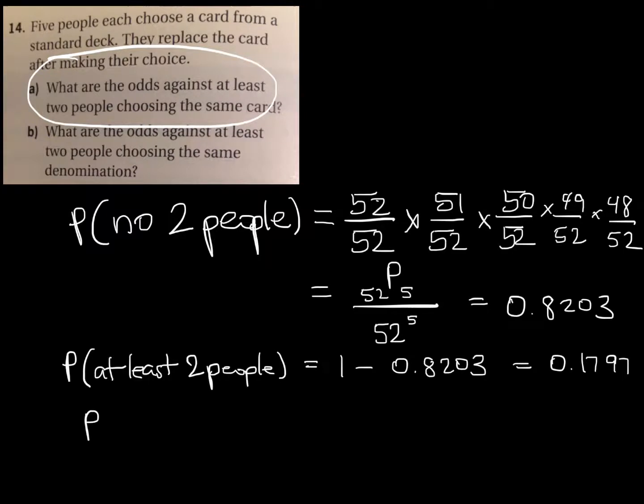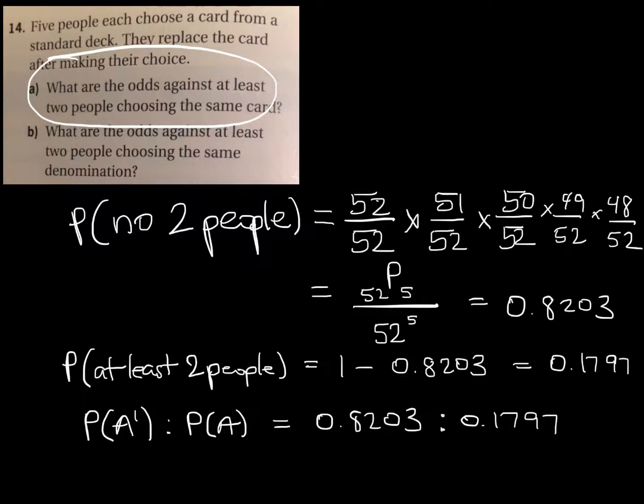So odds against is P of A prime to P of A. So let's look at the odds against at least two people. So the first number that we want to write is the opposite of at least two people, which is no two people. So the probability of that is 0.8203 to 0.1797. All right. So again, when we see at least two, we really just want to find out the opposite or the complement of that.